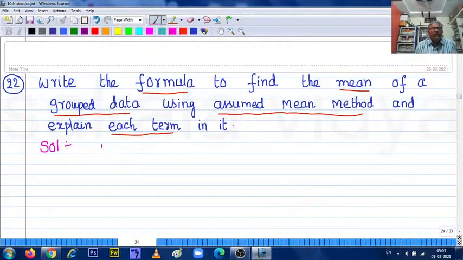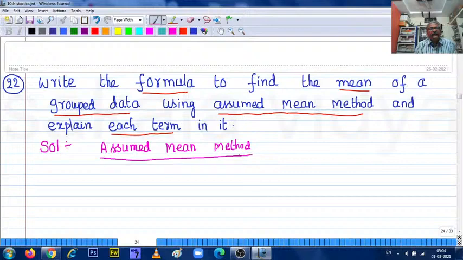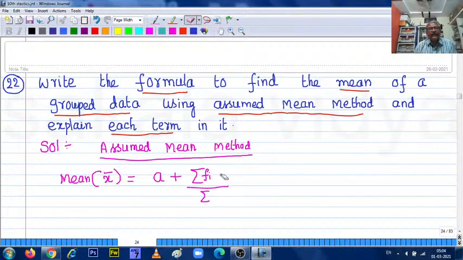So the assumed mean method, or the deviation method also we can say. In the assumed mean method, the mean x bar is given by a plus summation fi di upon summation fi, that is, sigma fi di by sigma fi.